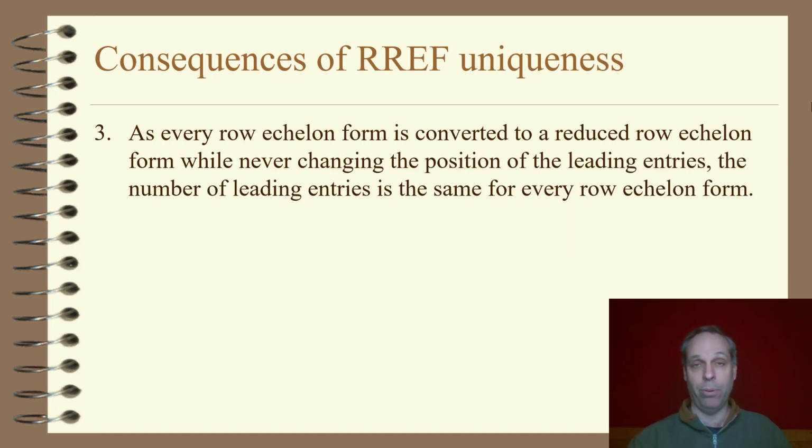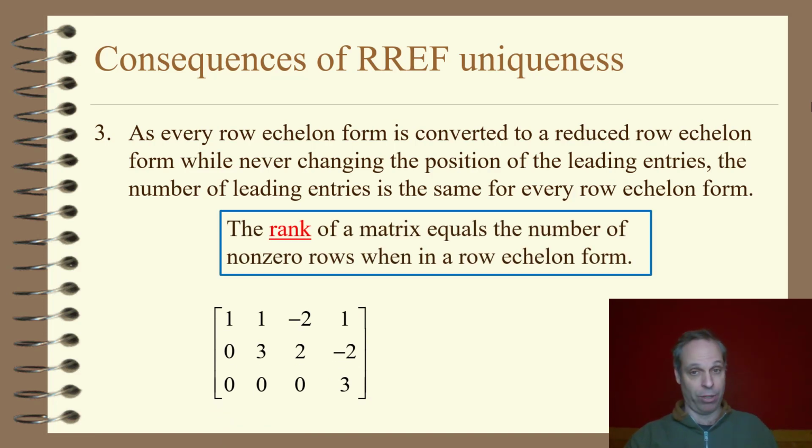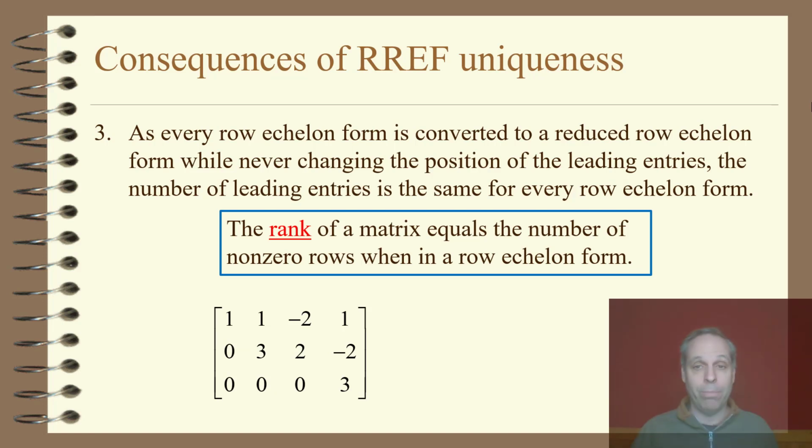And as a last example, since every single row echelon form is converted to a reduced row echelon form by never swapping rows, that means the locations of the leading entries never change. So the number of leading entries in any row echelon form is actually always the same. It's always a constant. Because of that, we can define what we call the rank of a matrix. So the rank of a matrix is just the number of non-zero rows, the number of leading entries in a reduced row echelon form, or in any row echelon form.